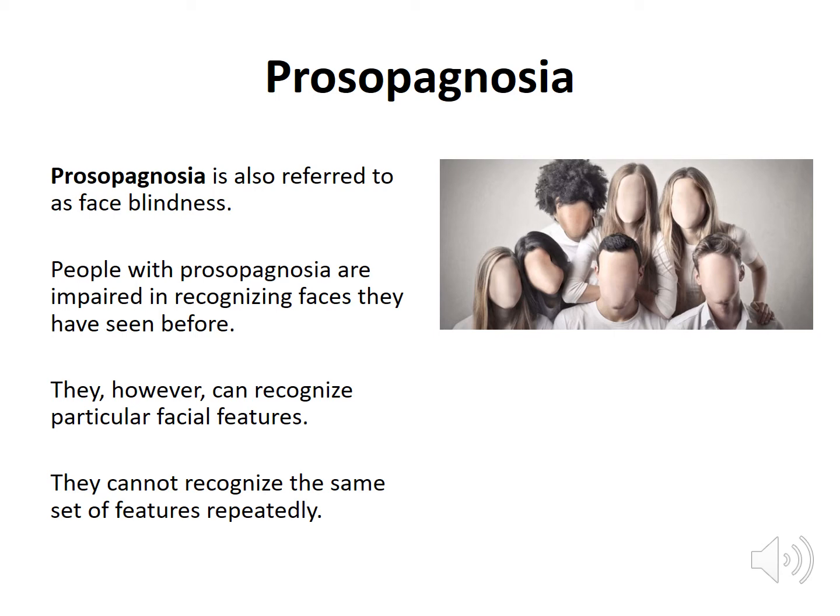So prosopagnosia is also called face blindness, and we cannot imagine how that looks, but the picture shown to the right is a rough idea of how it might look. Prosopagnosics cannot recognize familiar faces. They cannot even recognize their own spouse, for example, or their own family members, just based on the face. To some extent, they can recognize particular features, but they cannot recognize the same set of features repeatedly.